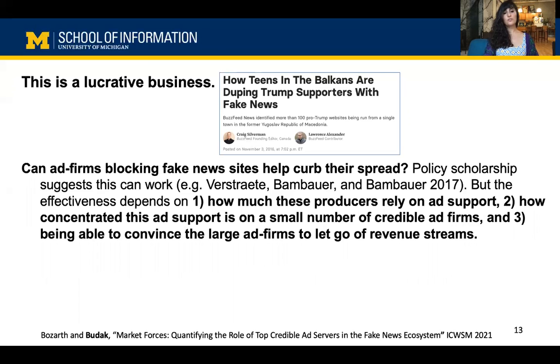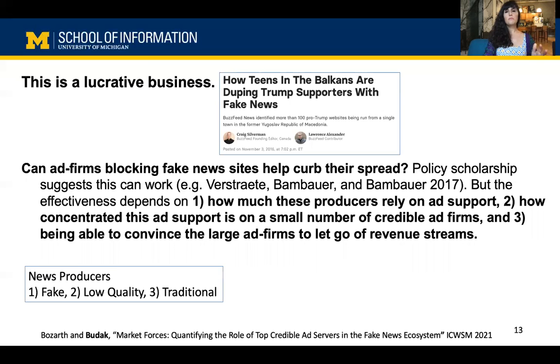And third, the ability to convince these large ad firms to let go of the revenue streams would be a function of just how big that revenue is. So in this upcoming paper, we do exactly this.